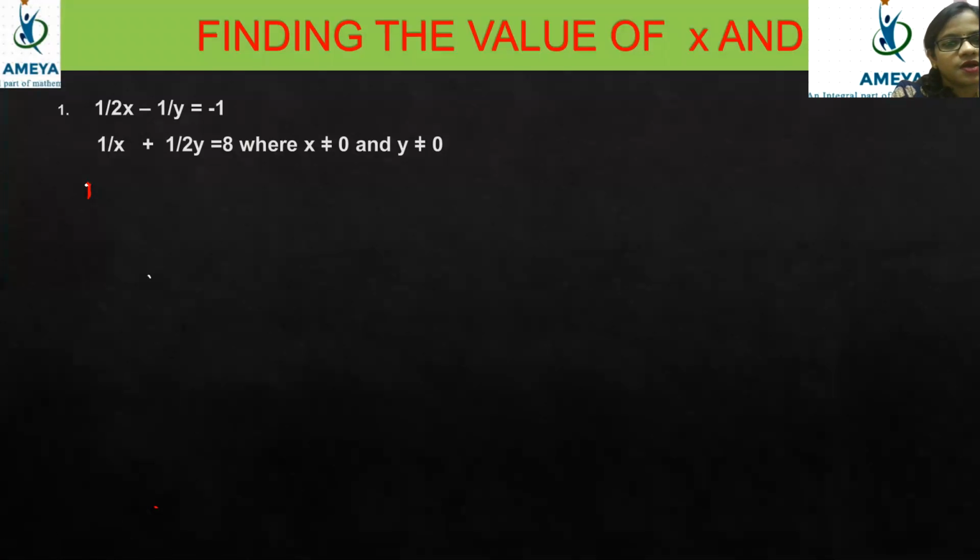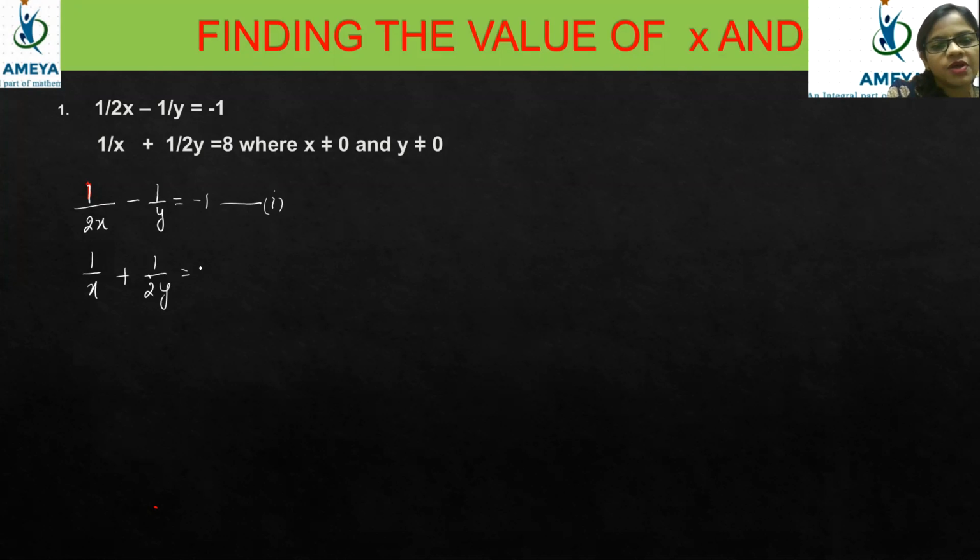So the question is 1 by 2x minus 1 by y equal to minus 1. Take it as equation 1. See, in many books you might be seeing that 1 by x they are taking as u or v. I'll tell you one very shortcut method. 1 by x plus 1 by 2y is equal to 8. Take it as equation 2.